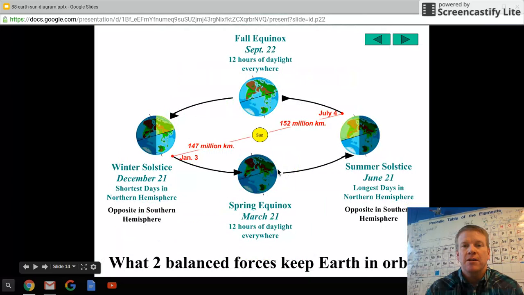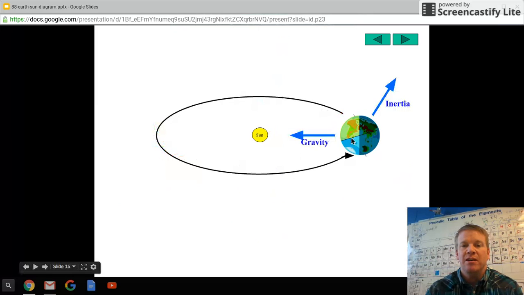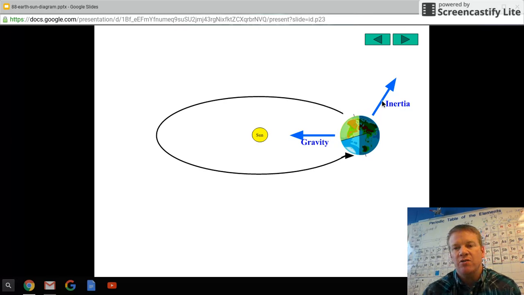All right. The two balanced forces that keep Earth in orbit, right? What's going on here? This is a little bit misleading. Inertia is not really a force. Inertia is a property of matter based on its mass. If you've taken any physical science or physics classes, you know that inertia is an object's resistance to change in motion.